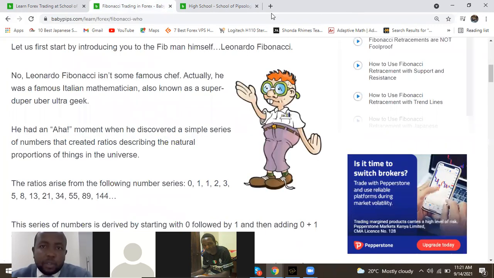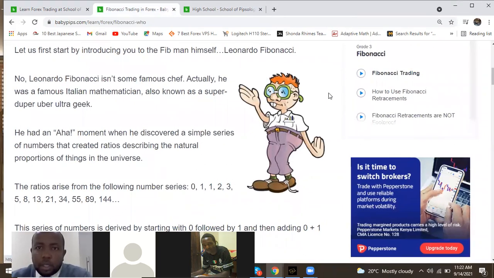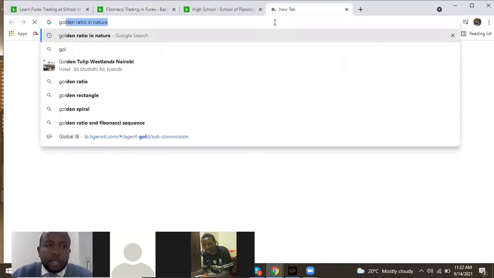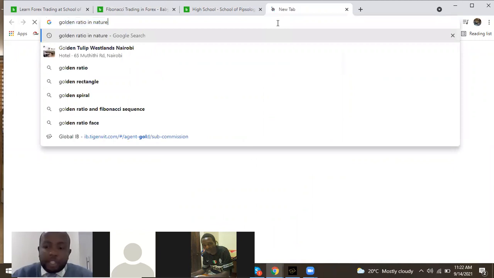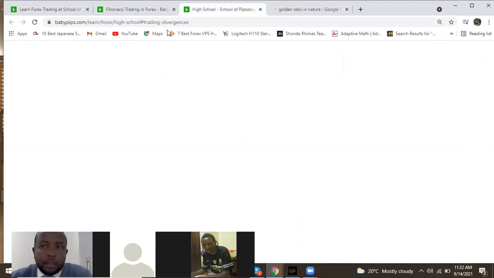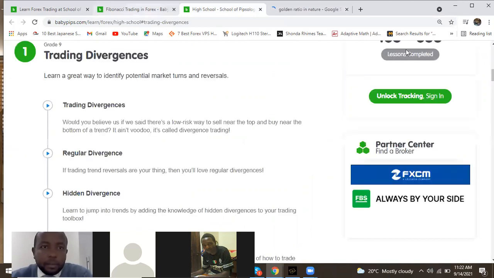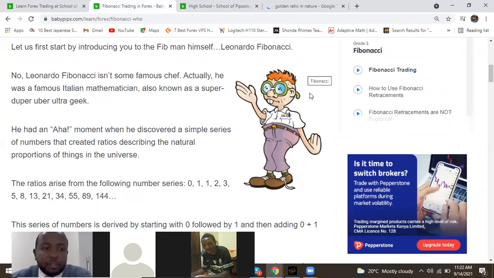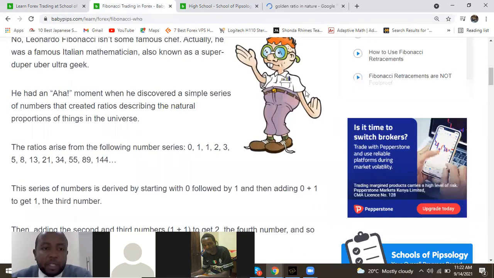Something else I want us to note is the golden ratio. Just a minute, there's something I need from Google. Golden ratio, yeah, golden ratio in nature. So let's get started. Don't worry, divergence will take less than 5 minutes. Let's concentrate mostly on Fibonacci, then the moving average, so that we have a concrete trading plan.